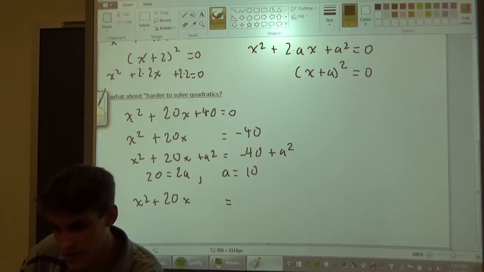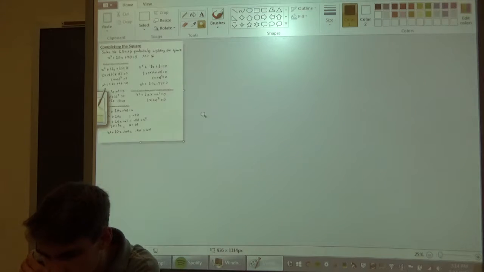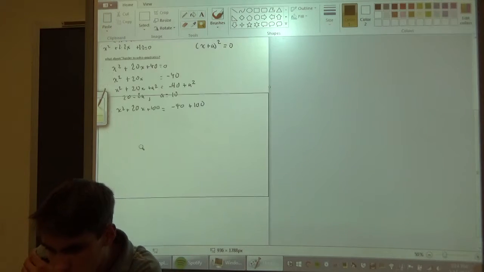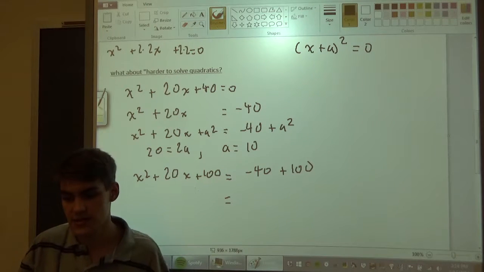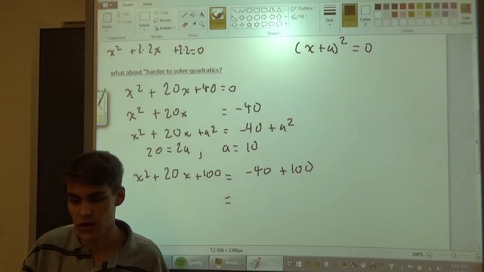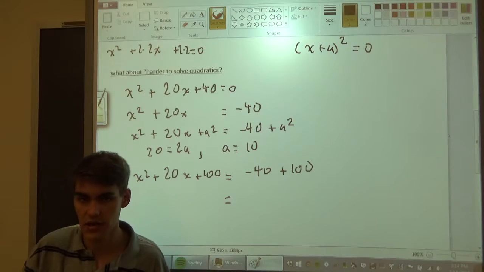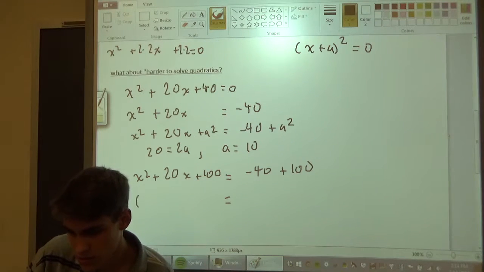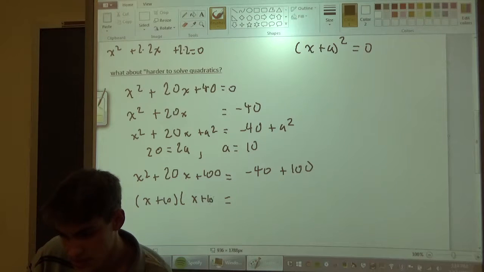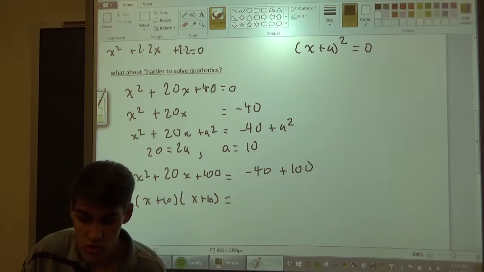If you plug in 10 for a, you get 100 here, right? And you get 100 over here too. Give myself a little bit more space. There we go. Now, this side is an easy to solve quadratic, right? Where a is 10. You've got 2 times 10 here is 20, and then 10 squared is 100. So, just so you really understand what's going on, I don't have to do this, but I'm going to rewrite it as this, where you would distribute it out.